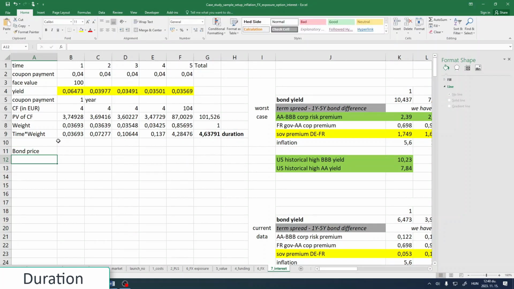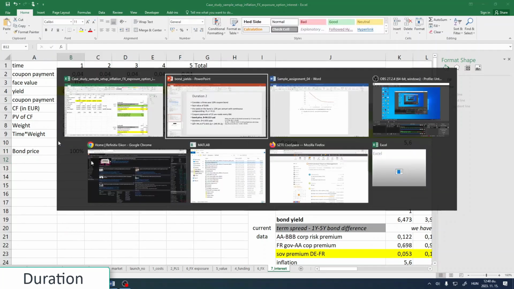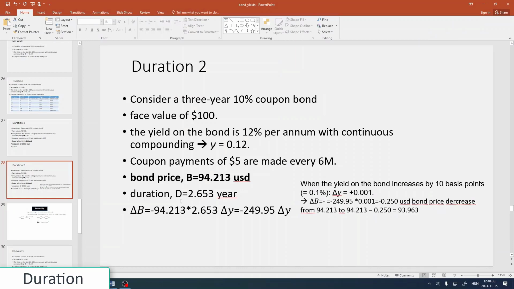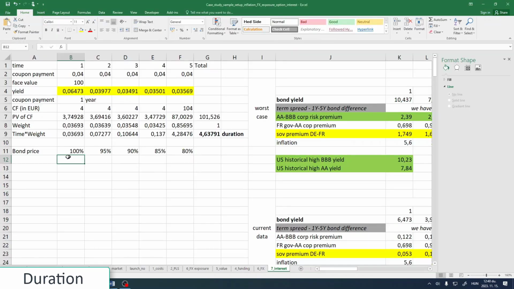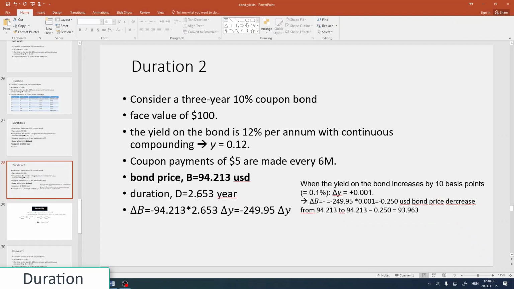And now let's use different bond prices. So what happens if you are able to sell our bond at 100%, 95%, 90%, 85% and 80%. So that's the actual bond price, and then we have the duration.